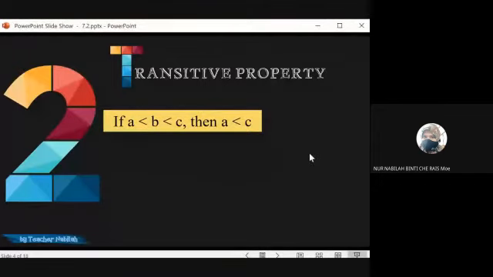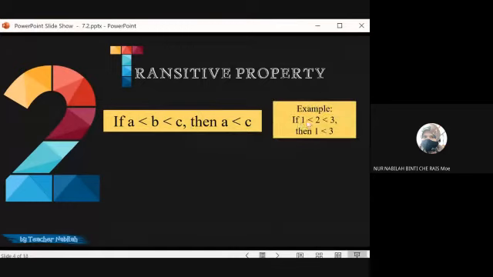A less than B less than C, then A less than C. So for example, if 1 is less than 2 less than 3, we just take the first and the last. So 1 is less than 3. This is the transitive property. So 1 less than 2 less than 3, then we can say that 1 is also less than 3.